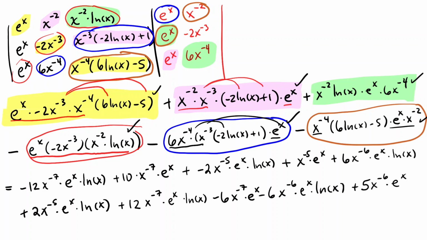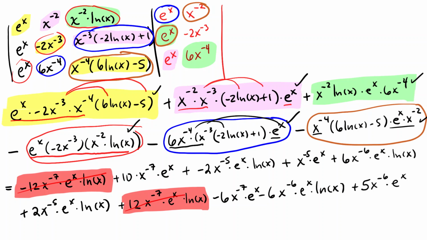So let's see if anything will cancel. The first thing that jumps out to me is our first term here appears in its opposite form here, so these two will cancel out perfectly. Positive 12, negative 12 of the same thing cancels. Let's see if anything else cancels. Okay, I think up next we have this term cancels with this term.